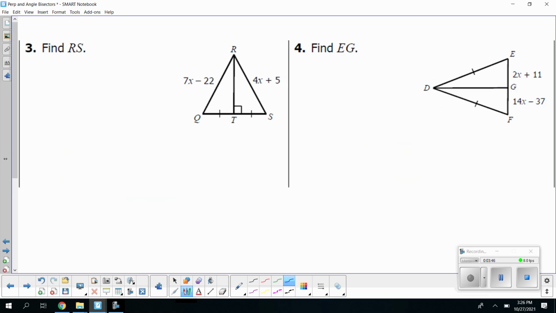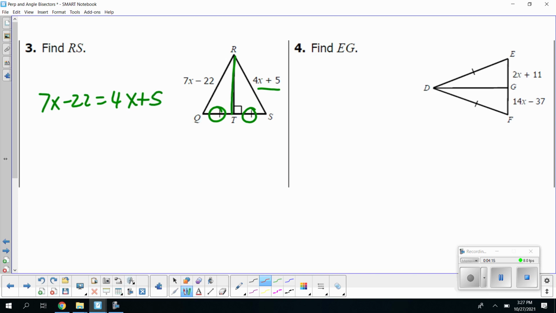Number 3 tells us to find RS. Tells us to find the distance between R and S. So because we know that RT is a perpendicular bisector, because QT and TS are congruent, then that means we can set 7x minus 22 equal to 4x plus 5, and we can solve for x.